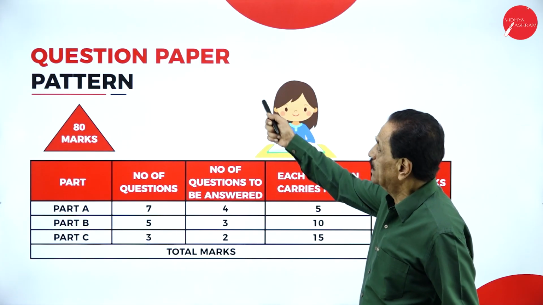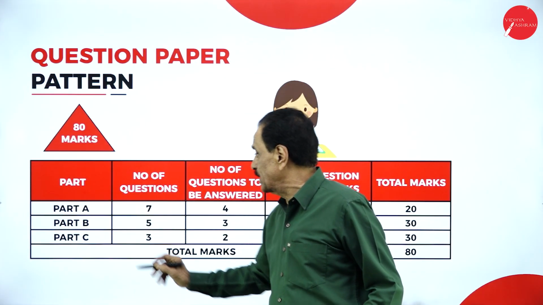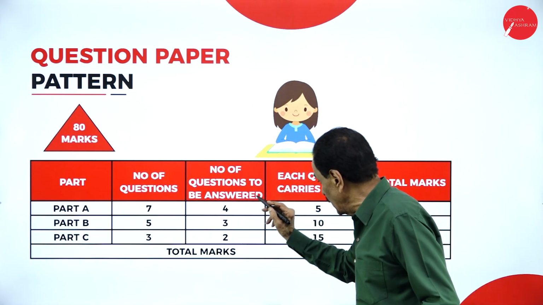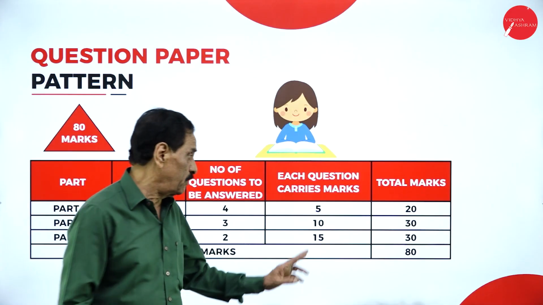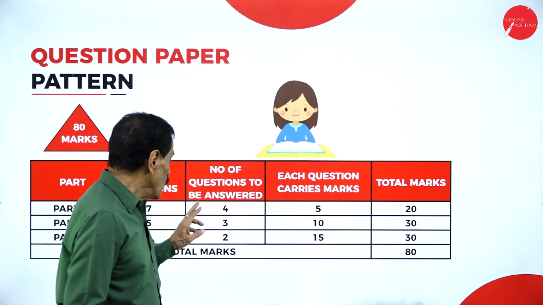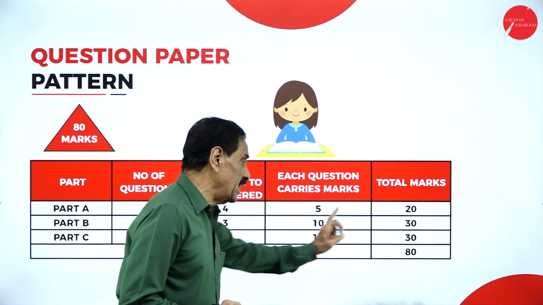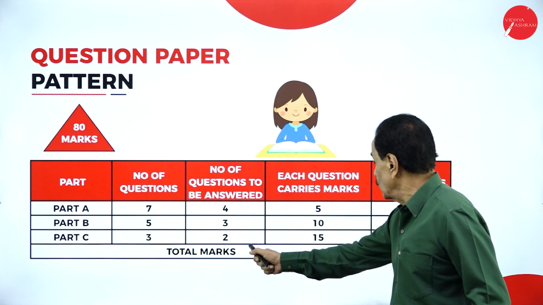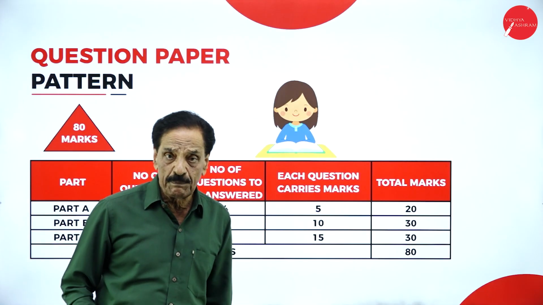Then here, as per the question paper pattern of the Mysuru University, part A, B, C, question number 7, you have to answer any 4. Each carrying 5 marks, 4 into 5, 20. Section B, 5 questions we are going to ask. You have to answer any 3, each carrying 10 marks. 10 into 3 is 30. Section C, you have to answer any 2. 2 into 15 is 30. Total marks is 80.